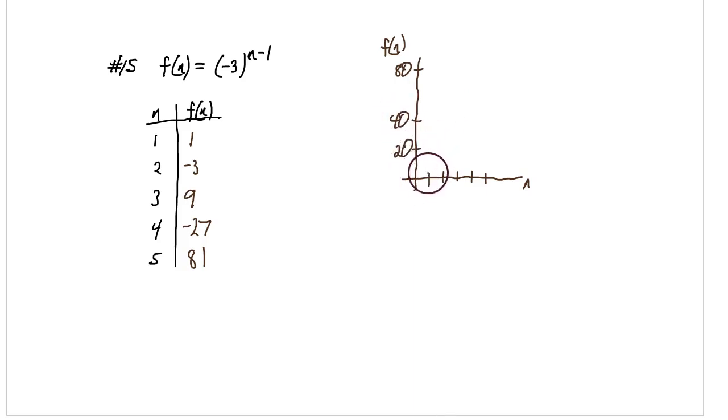So 1, 1 is going to be a dot just a little bit above the n-axis. 2, negative 3 is actually down here. 3, 9 is about right there. 4, negative 27 is down this way. And 5, 81 is up there. Again, you're not drawing a connecting curve or anything through the dots.